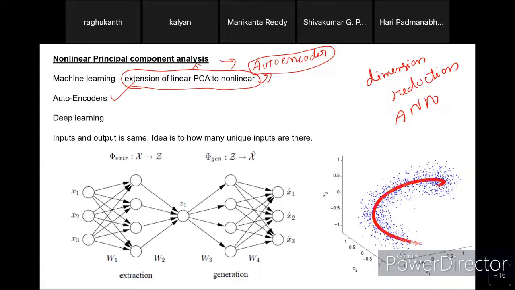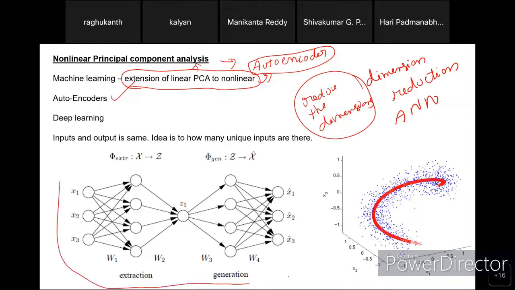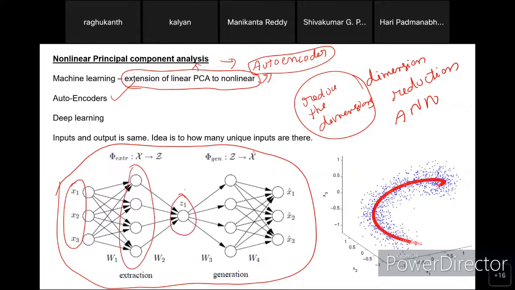Okay, so the concept is very simple. We want to just reduce the dimensions, nothing else, in a nonlinear fashion. So what we do is very simple actually. This is a network, how a typical autoencoder or NLPCA looks like. So what happens here is you have the inputs here, x1, x2, x3. So now you have a hidden layer here. Now you have one layer, this is known as our PC, principal component, or sometimes they call it the bottleneck layer also. Once again you have a hidden layer, and once again you have an output layer.